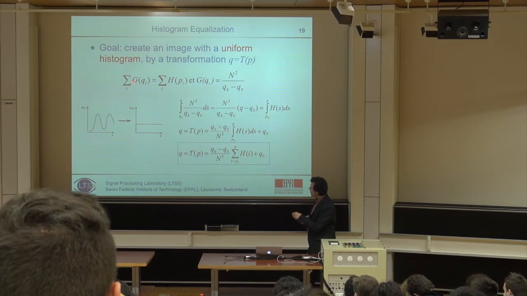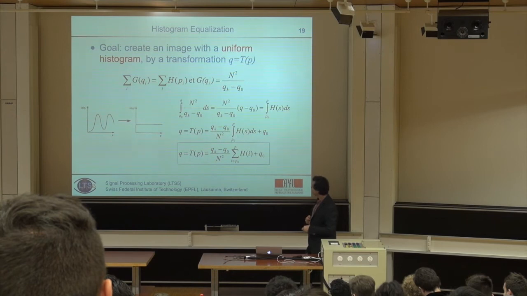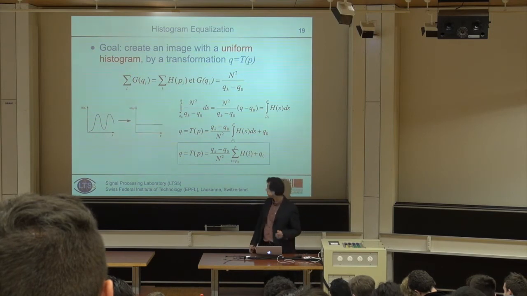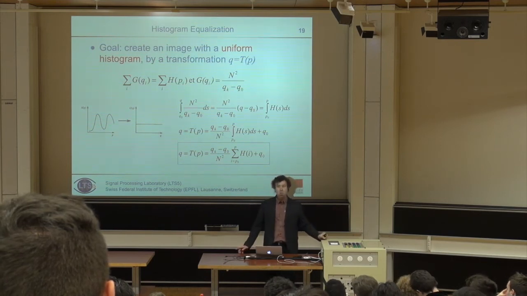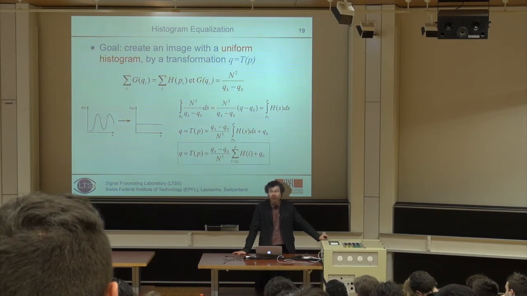This is the histogram of the final image, and this is the histogram of the original image. H is the histogram of the original image, G is the histogram of the final image. What I'm writing here is the sum of G is equal to the sum of H. Why can I write that? The sum of the values of the histogram after my transformation is equal to the sum of the values of the histogram before my transformation. Why can I write that?